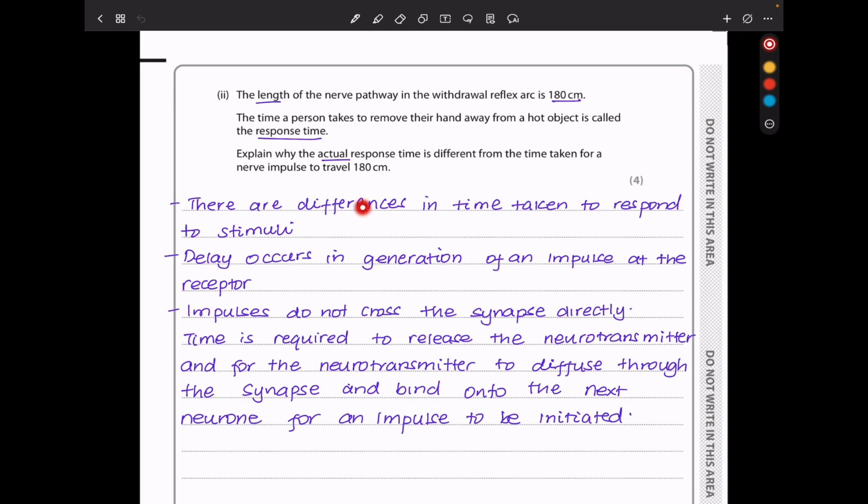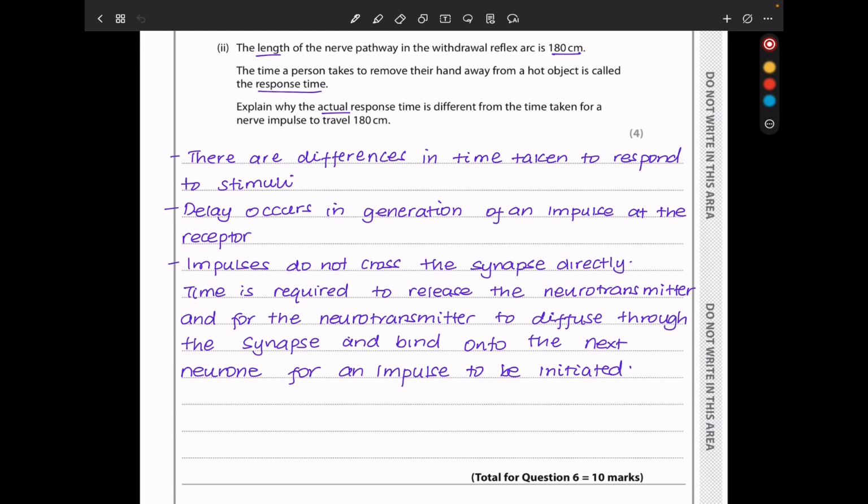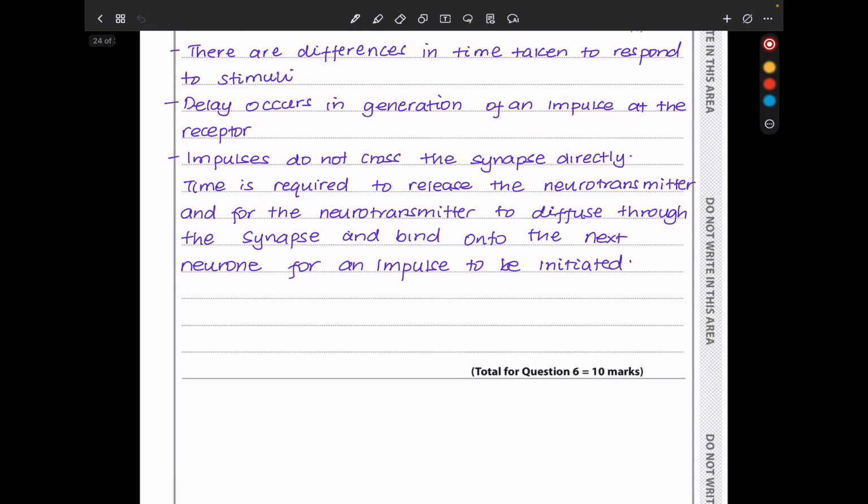So I say there are differences in time taken to respond to stimuli. Delay occurs in generation of an impulse at the receptor, and then impulses do not cross the synapse directly. Time is required to release the neurotransmitter and for the neurotransmitter to diffuse through the synapse and to bind onto the next neuron for an impulse to be initiated in that neuron. So this brings us to the end of question 6. Let's continue to question 7.